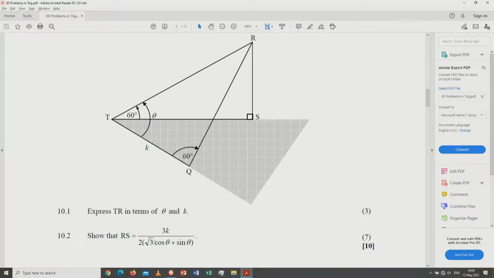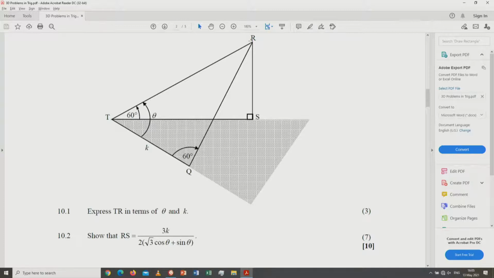Every time, check the information you obtained earlier. Here, we had TR. Now we know the length of TR. We have calculated TR to be K the square root of 3 over 2 the sine of 180 minus theta. Now let's show that RS is equal to that.